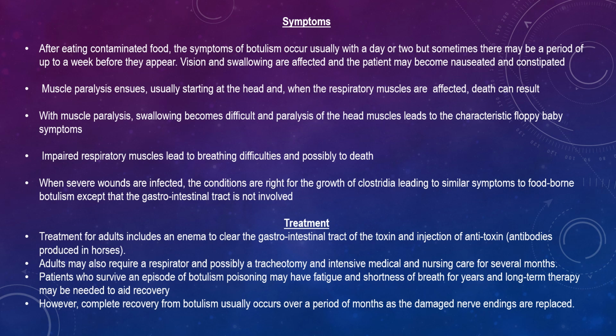While the bacterium does not grow in the adult large intestine, it can in infants who ingest spores, which are ubiquitous in the environment. Eating honey contaminated by spores is one source. An early symptom is constipation and general malaise. With muscle paralysis, swallowing becomes difficult and paralysis of the head muscles leads to characteristic floppy baby symptoms. Impaired respiratory muscles lead to breathing difficulties and possibly death. When severe wounds are infected, the conditions are right for the growth of Clostridia, leading to similar symptoms of foodborne botulism, except the gastrointestinal tract is not involved.